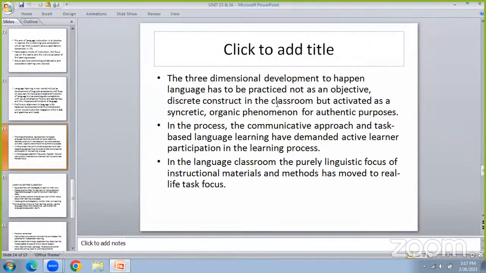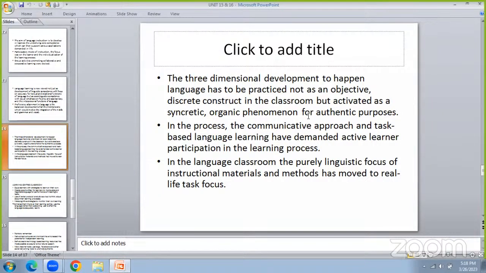For every class, and every level of the class, there is an objective. But language should not be practiced as an objective, discrete construction in the classroom, but activated as a syncretic organic phenomenon for authentic purposes. Syncretic. I think I have got the meaning for this one. Does anyone know the word syncretic? I didn't check, I think.